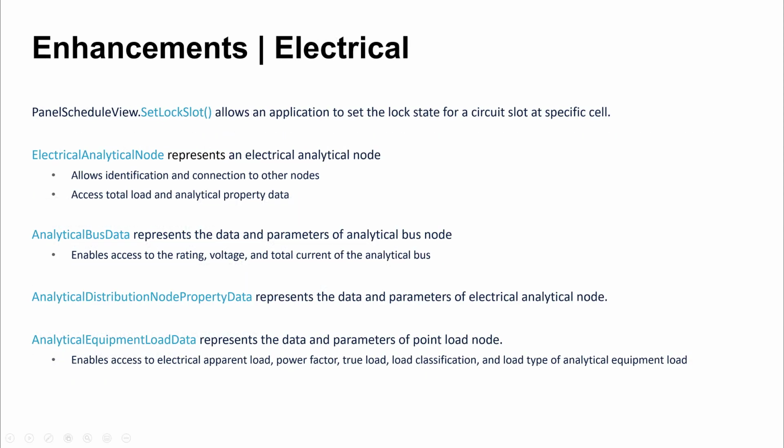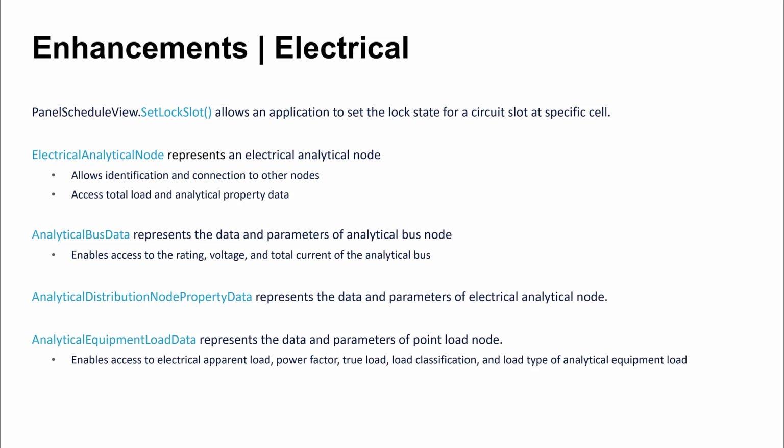So on the electrical front, we've got about 2 pages of enhancements, and by the way, most of these classes represent a bunch of other methods and properties that are available underneath these. So just be aware that this is just a high-level summary of everything that's been added. Quite a long list here. So the first thing here is the ability to lock the state of a circuit slot at a specific cell in a panel schedule, so a small enhancement there.